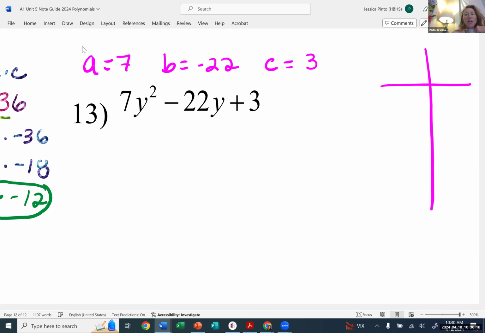Then we start our chart, B and A times C. Negative 22, 21. Students who are talking over me, be quiet. Christian.